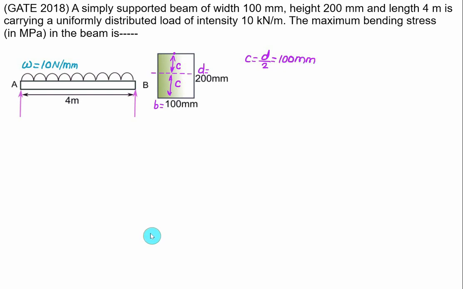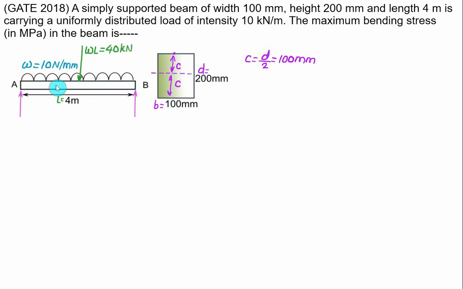Next job is to calculate the reaction at points A and B. For this purpose, we'll convert this UDL into an equivalent point load. So the UDL value will be equal to W multiplied by L, where L is equal to 4 meter. So this value of W into L is 10 kilonewton per meter multiplied by 4. That will be equal to 40 kilonewton.